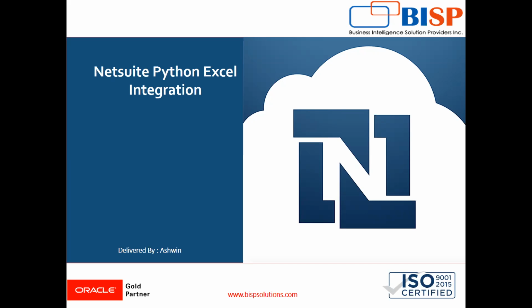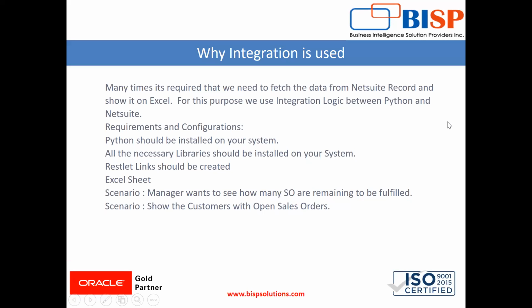Now in this video, this is another video in our integration series. In this video, I'm going to show you how to extract some specific information. For example, take two scenarios. The manager wants to see how many sales orders remain to be fulfilled, or the manager wants to see the customers with open sales orders. Many times, for this type of requirement, we need only the information. For example, those employees who are not working with NetSuite just need the information in an Excel sheet.